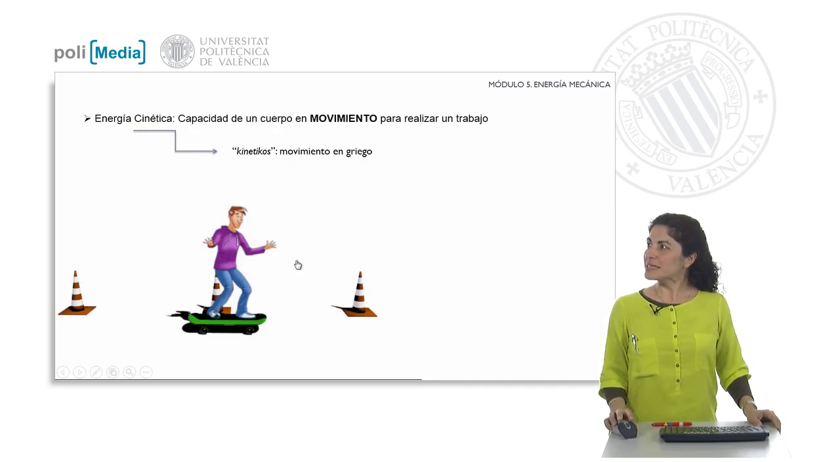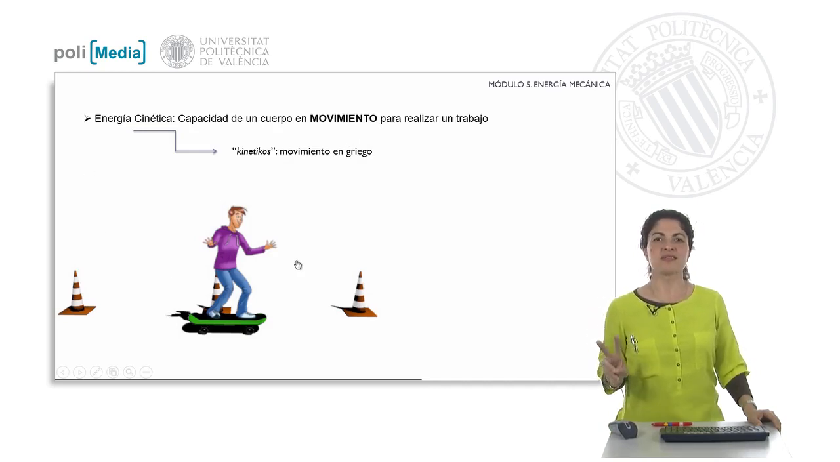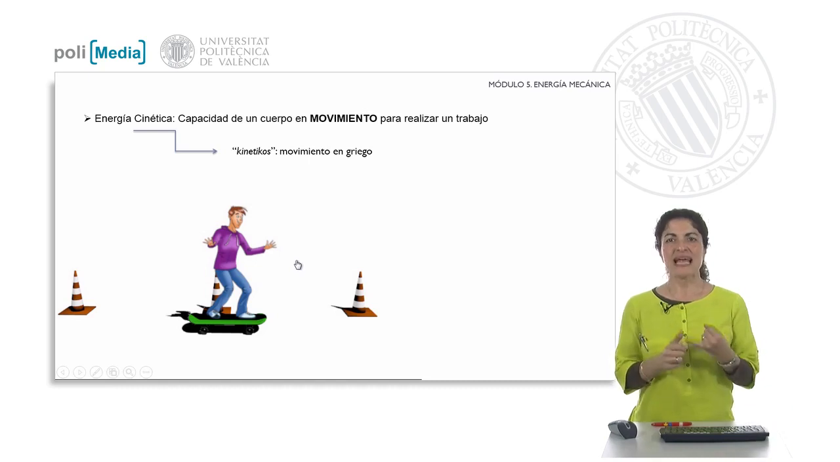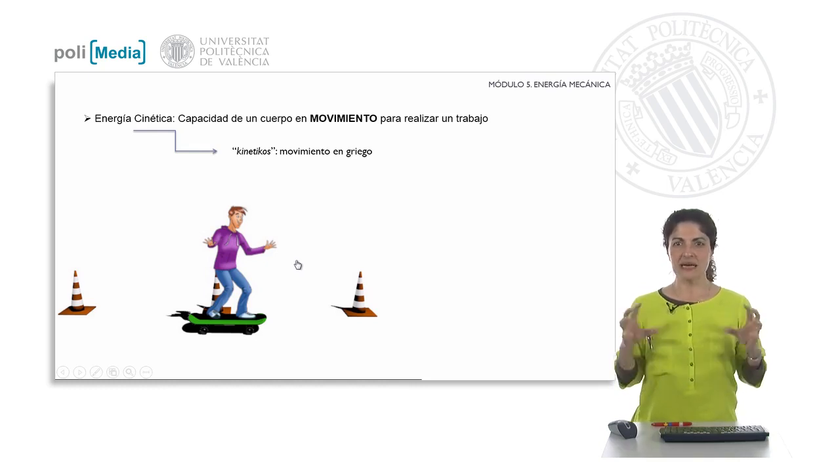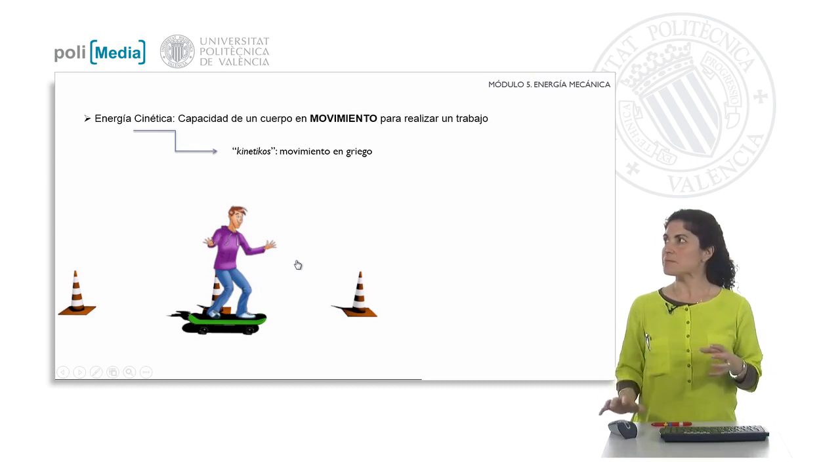Beginning with the different types of mechanical energy, we are going to make a differentiation between 2 types of mechanical energy: kinetic energy, which we are going to define as the energy that bodies have due to their movement, and potential energy. The other form of mechanical energy is the energy that bodies have due to their position or configuration. Here we are going to have the 2 blocks of energy that define mechanical energy.